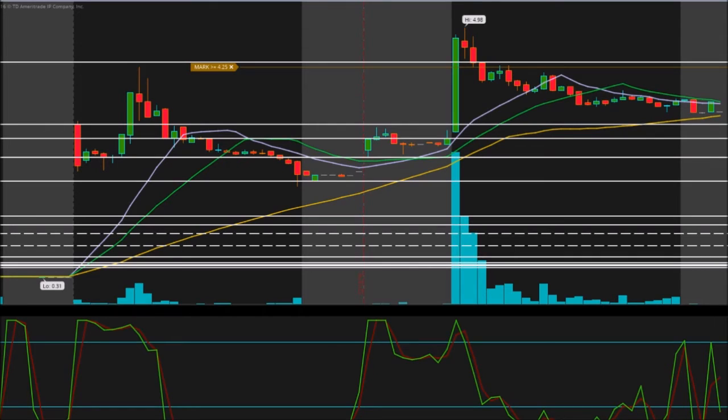This time we're taking a look at ticker symbol XGTI, that's XG Technology Incorporated. The chart we're looking at today is a 15-minute chart, each candlestick representing 15 minutes of trading. You can see I have a lot of these white horizontal lines. These are my pivot points.